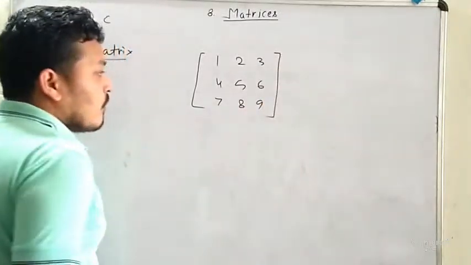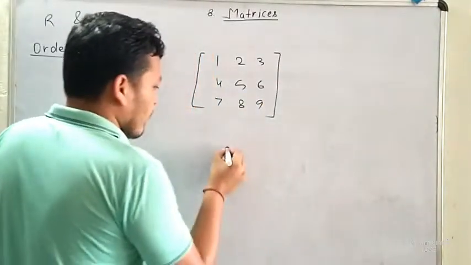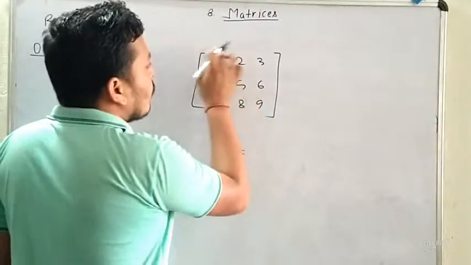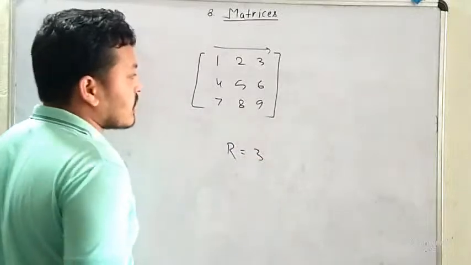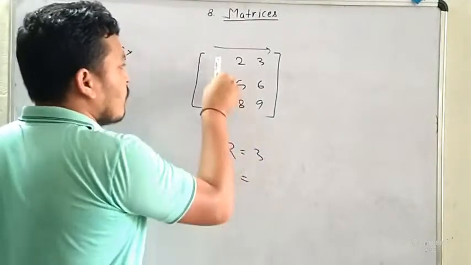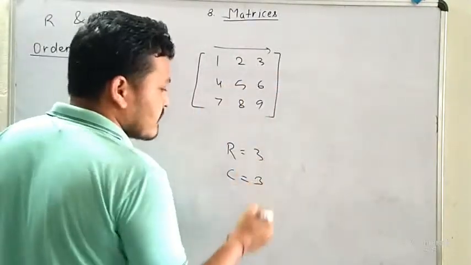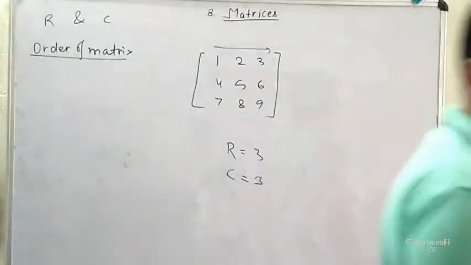Now, what is the number of rows here? 1, the horizontal line, 2 and 3. The number of rows is 3. Next, the number of columns: 1 2 3. The number of columns is equal to 3.